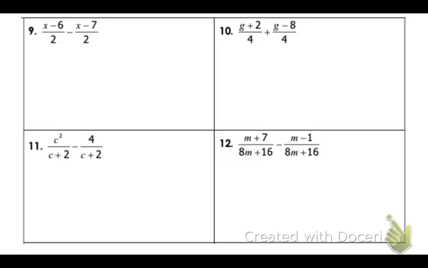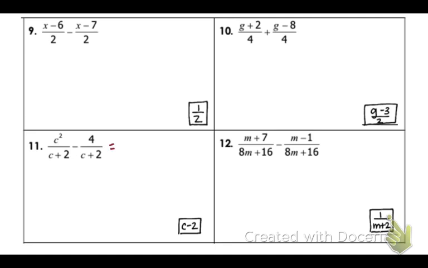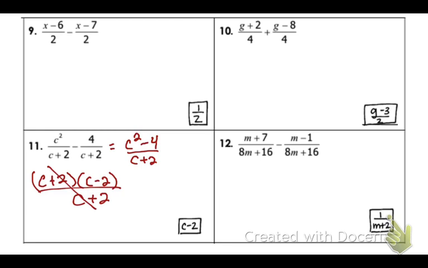Okay, alright, so these are the easy ones. Okay, we're kind of just going through these a little bit. Let me see. I will go ahead and do 11. Okay, alright, so for 11, same thing, denominator is the same, keep it. The numerator, I cannot combine those, so I'm just going to rewrite it as c squared minus 4. But c squared minus 4 can be factored to c plus 2 and c minus 2. And then you're left with c plus 2 at the bottom. So then your answer is c minus 2.